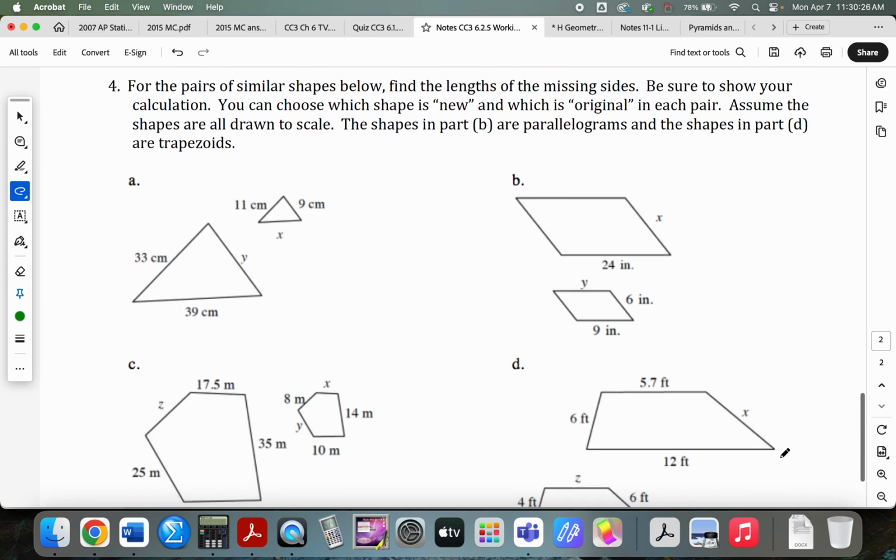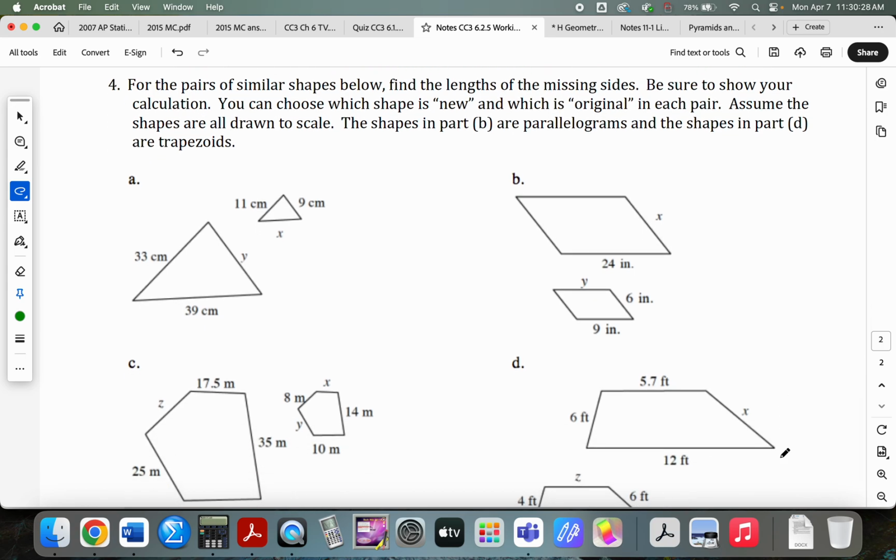All right, so for the pairs of similar shapes below, we want to find the lengths of the missing sides. Be sure to show your calculation. You can choose which shape is new and which shape is original in each pair. It doesn't make any difference.